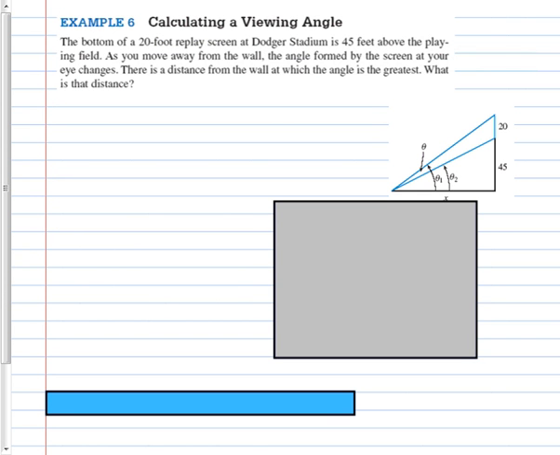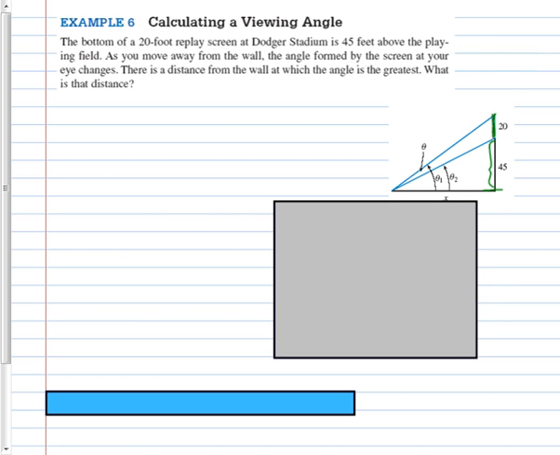Okay, the bottom of a 20-foot replay screen at Dodger Stadium. Right there is the 20-foot replay screen at Dodger Stadium. They need to get a bigger one. The bottom is 45 feet above the playing field. So the playing field's way down there, 45 feet below, and there's that screen up there in the air.